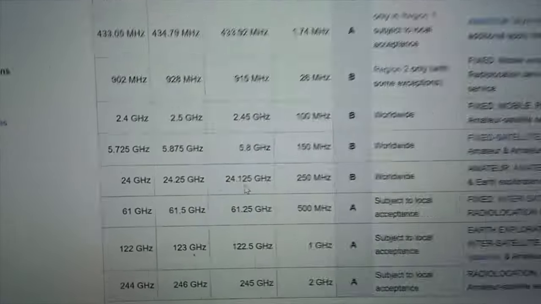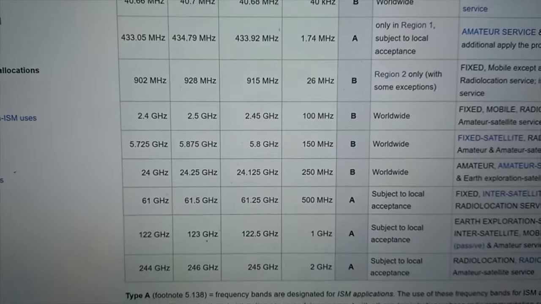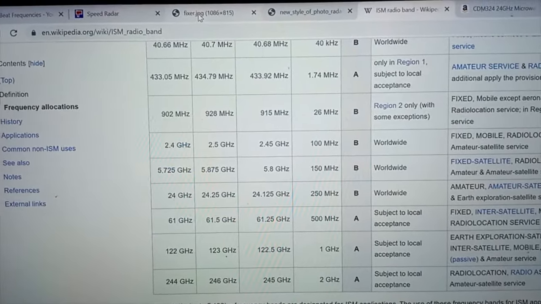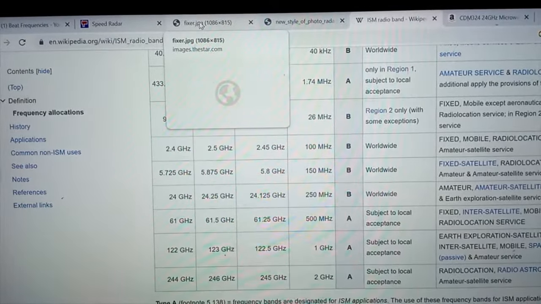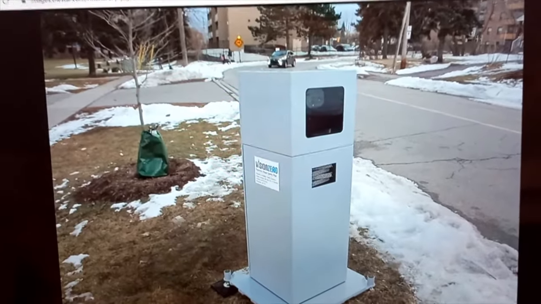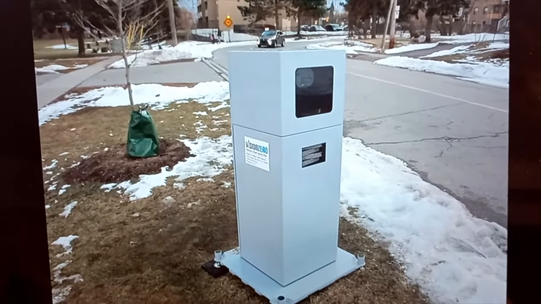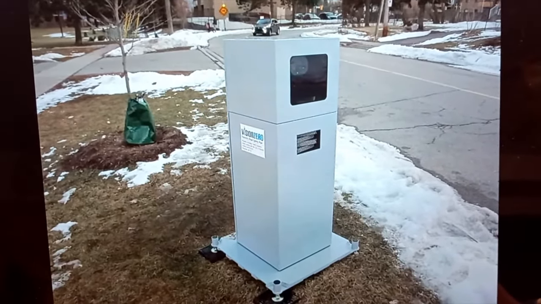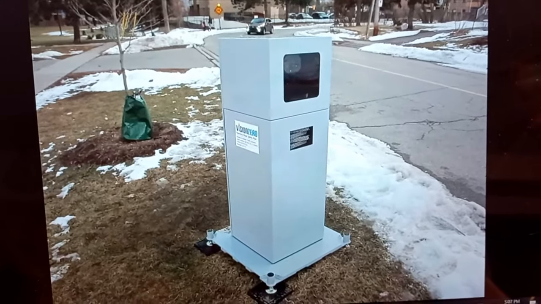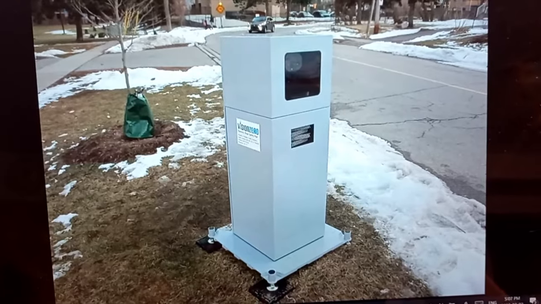Isn't that the same frequency that was that radar system? Yes, it was. And as a matter of fact, this is the frequency that one of these radars runs on. And these are popping up all over the place. It is a photo radar. They just issue the owner of the car a ticket, depending on how fast you're going.